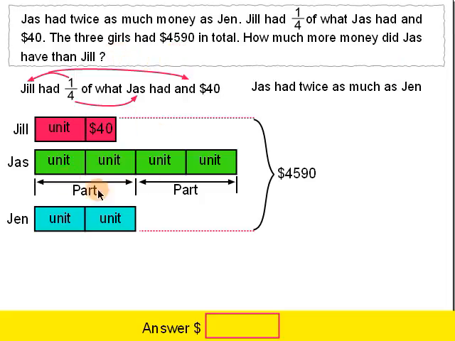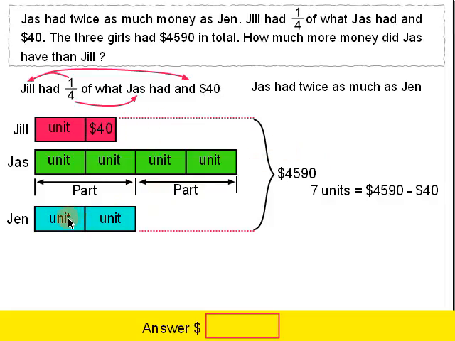So the question is, how much more money did Jess have than Jill? We're going to compare the model of Jess and Jill. Jill had 1 unit plus $40, whereas Jess had 1, 2, 3, 4 units. So the difference is 3 units and $40. But before we can find out the difference, we still need to find out the unknown units. To find the unknown units, we've got to equate the model on the left to that on the right.